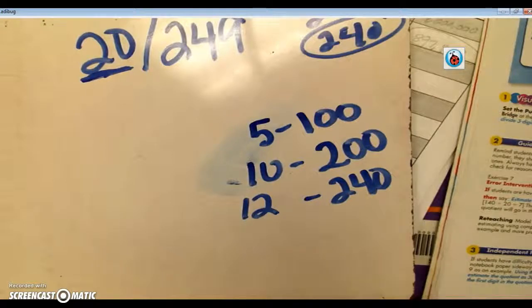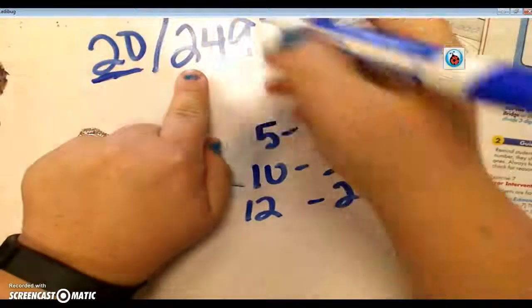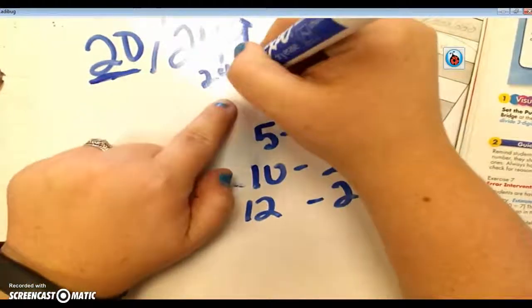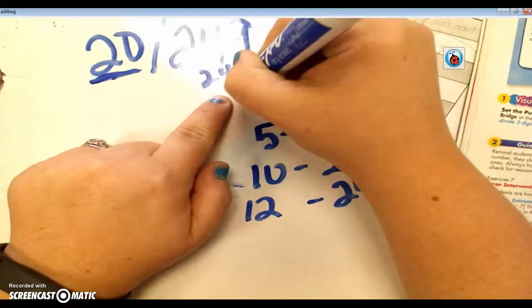Okay? Because if I would estimate this to be 240, 20 goes into 240, how many times, Lana?